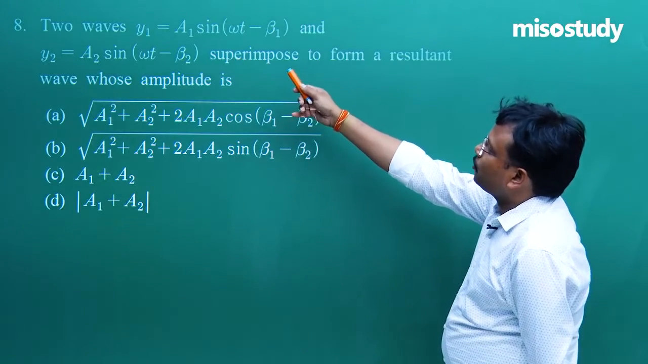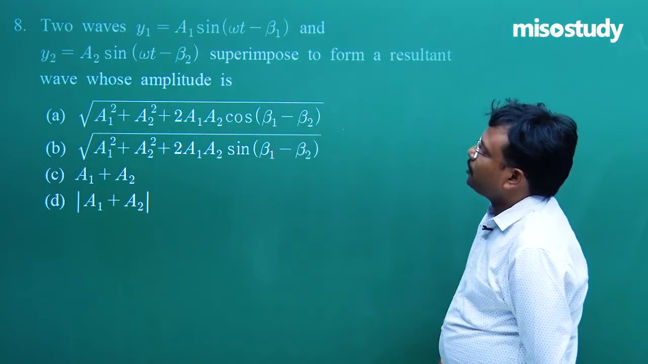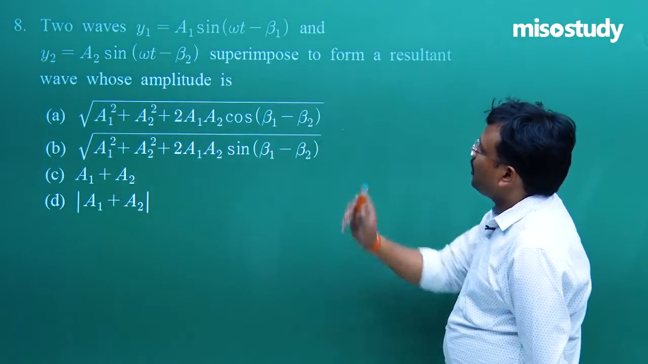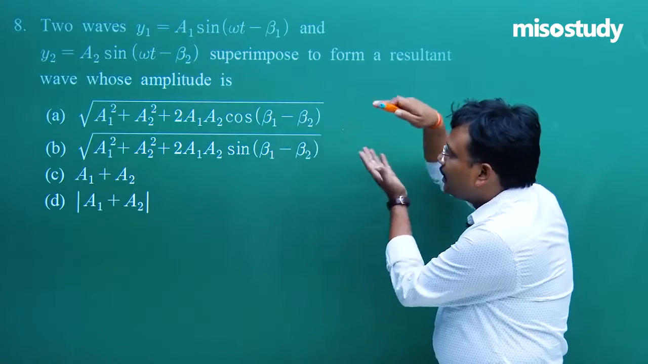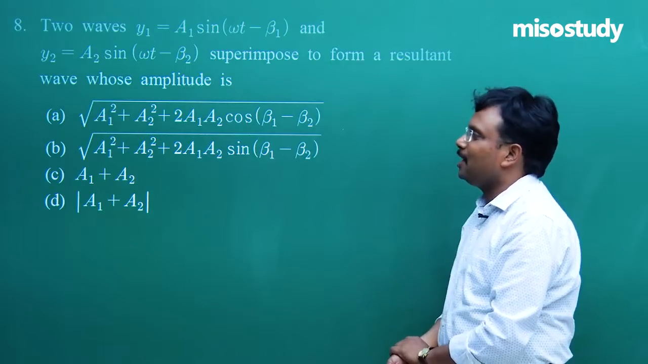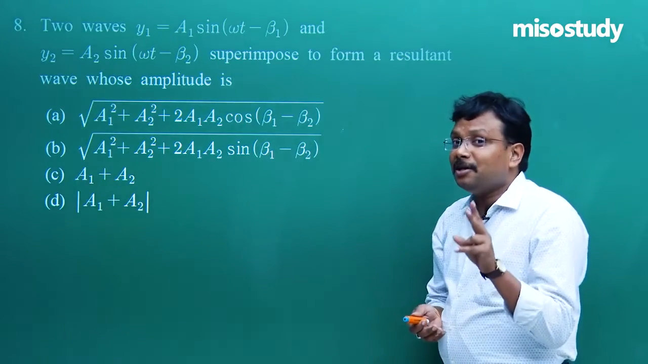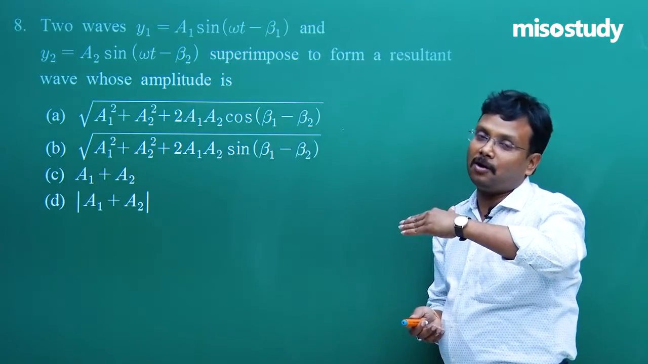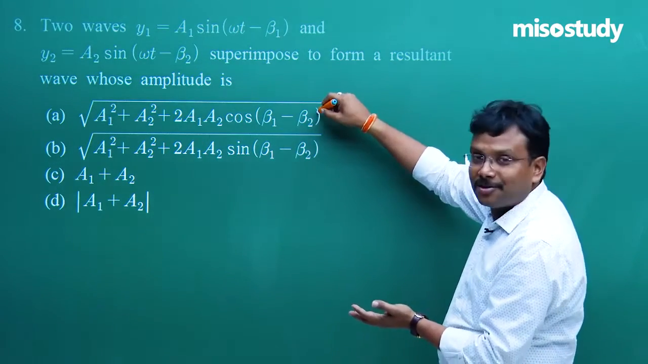Two waves, y1 equals A1 sin(omega t minus beta 1) and y2 equals A2 sin(omega t minus beta 2), are superimposed to form a resultant wave whose amplitude is the direct result in front of your eyes: the square root of A1 square plus A2 square plus twice A1 A2 cos theta. Why did I mention this? At least 3-4 questions come directly from recalling this formula. It is a simple result. If you are able to recall this, good.